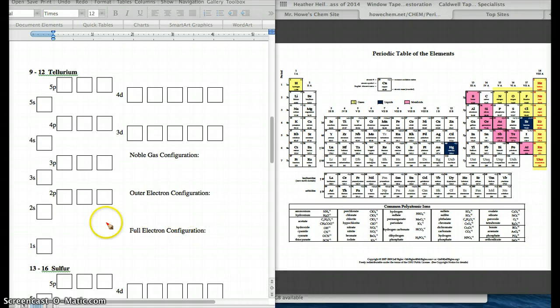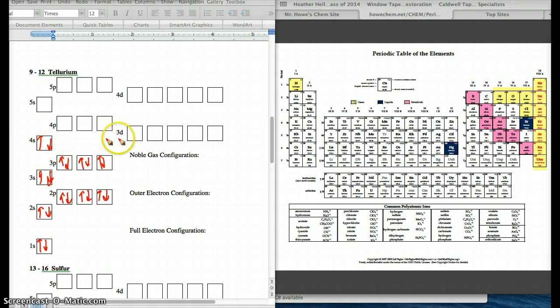So what we needed to do first was put the electrons in. If you look over here on the periodic table, tellurium has, it's hard to see because I've made it very small, but it's 52 valence electrons. So we'll put them in right over here. 1, 2, 3, 4, 5, 6, 7, 8, 9, 10, 11, 12, 13, 14, 15, 16, 17, 18, 19, 20.